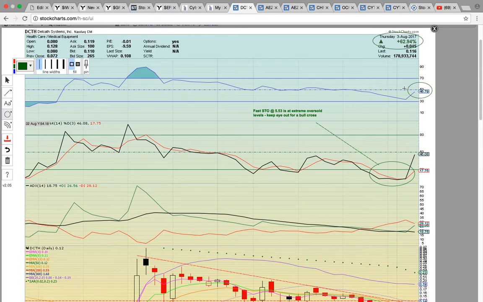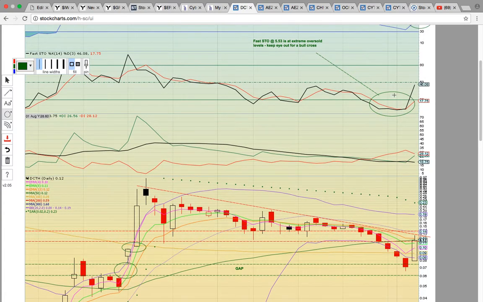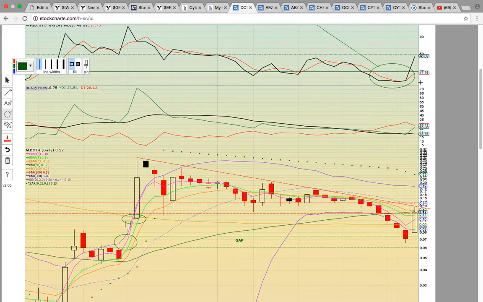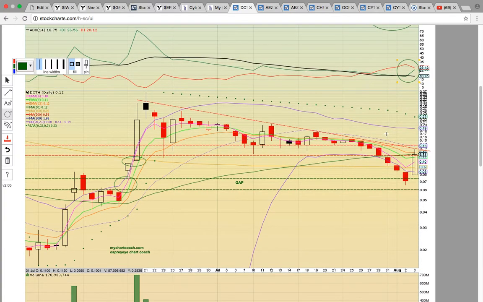Bulls want to see RSI get above 50. Notice yesterday Fasto was at 5, well below 20. Now it closed above 20 today. Bulls want to see Fasto get back above 50. There was a bullish crossover here on ADX with plus DI crossing ADX to the upside. So Bulls want to see that green line cross the red line to the upside.